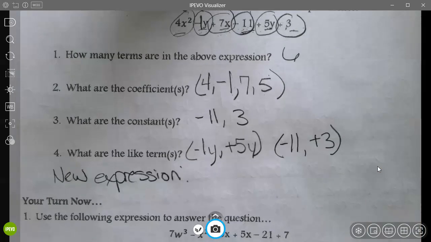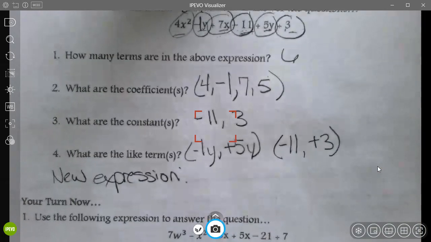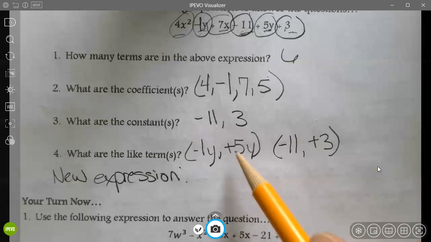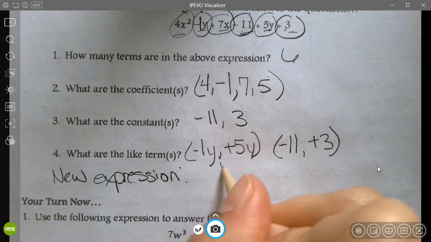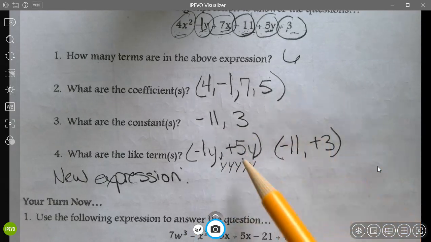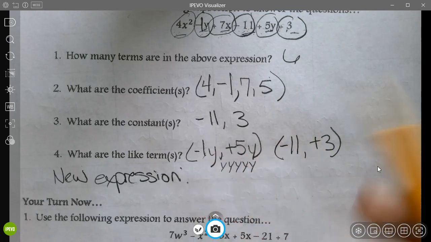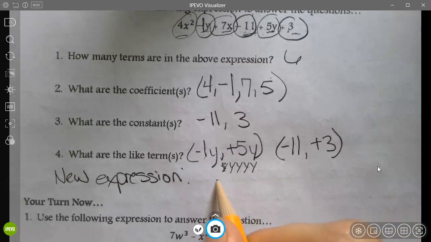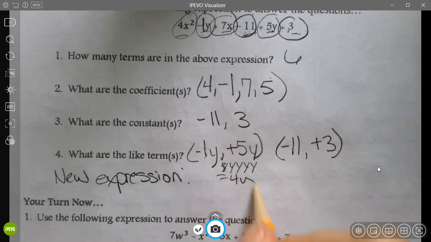Let's combine. The whole reason I find my like terms is because I'm going to combine them. So in this one right here, I have 5 y's. And then what do I do with one of the y's? I take it away. So how many does it leave me? It leaves me with 4 y's.